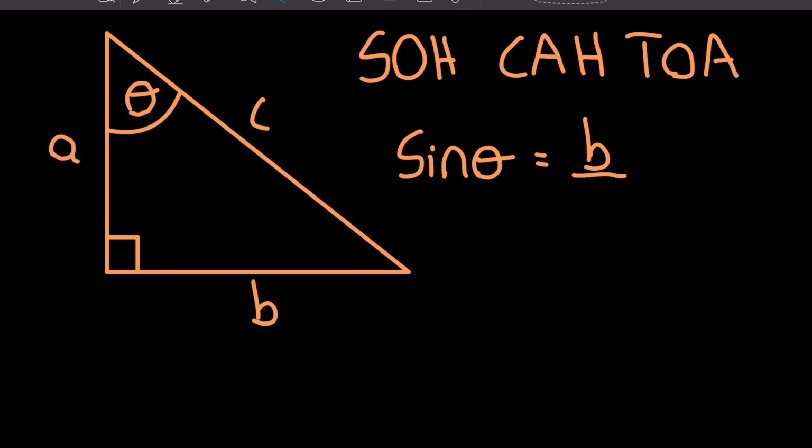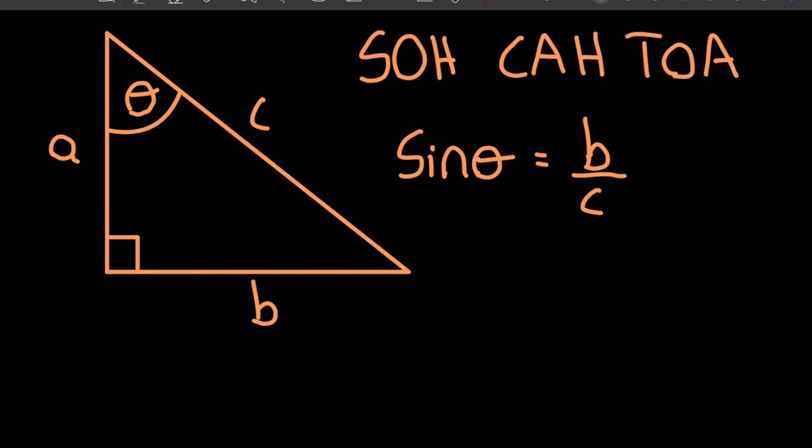Now, what's the hypotenuse? Remember, the hypotenuse is always going to be the one that the right angle points towards. So that's a free one to know all the time. The hypotenuse points towards the right angle. And so in this case, the hypotenuse is C.